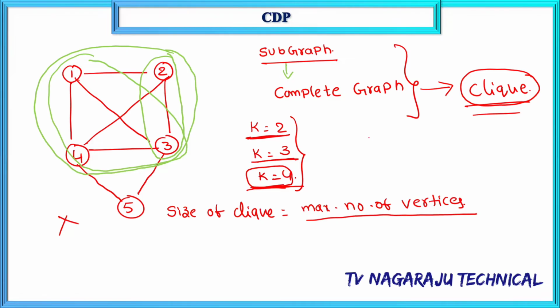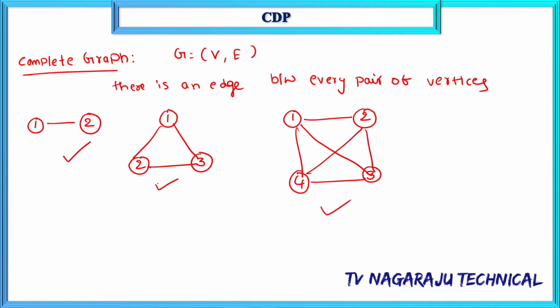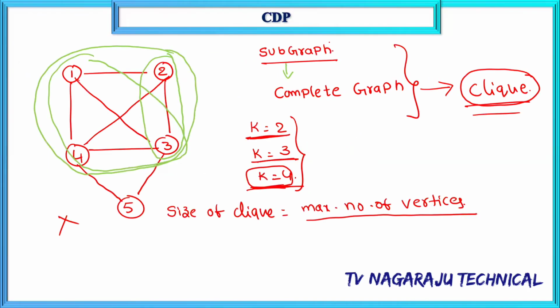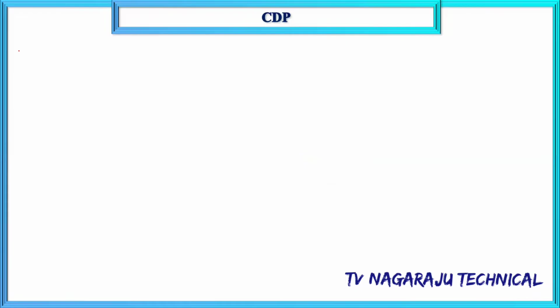Clear? Now, first what we discussed, what is a complete graph? From that complete graph, how do we generate a subgraph such that the subgraph is also a complete graph? Such type of complete subgraphs are called clique. Now, what is the concept? Clique decision problem. Once you understand the definition of clique, the next definition is what is meant by decision problem.